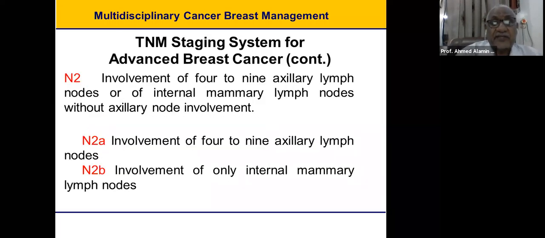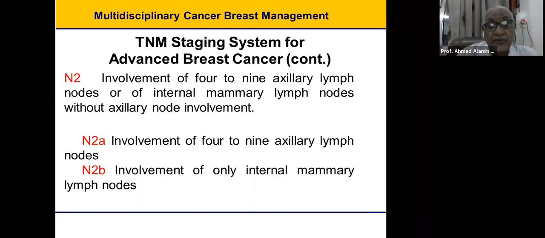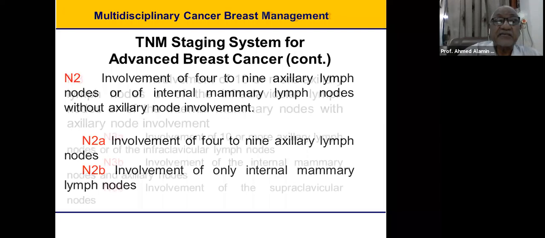In lymph node status, any tumor with N2, A, involvement of 4 to 9 axillary lymph nodes, N2B, involvement of only internal mammary lymph nodes. This is also locally advanced.